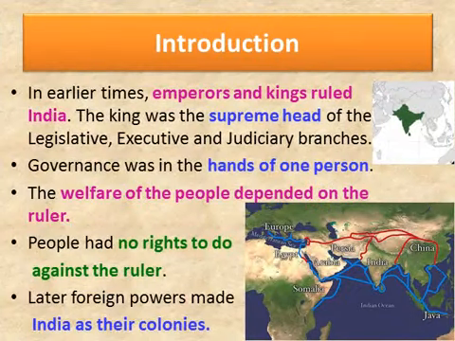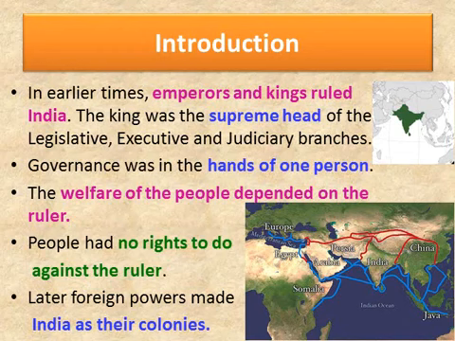Children, in the earlier times, emperors and kings ruled India. The king was the supreme head of the legislative, executive and judiciary branches. Governance was in the hands of one person and the welfare of the people depended on the ruler. People had no rights to act against the ruler. Later, foreign powers made India their colonies.